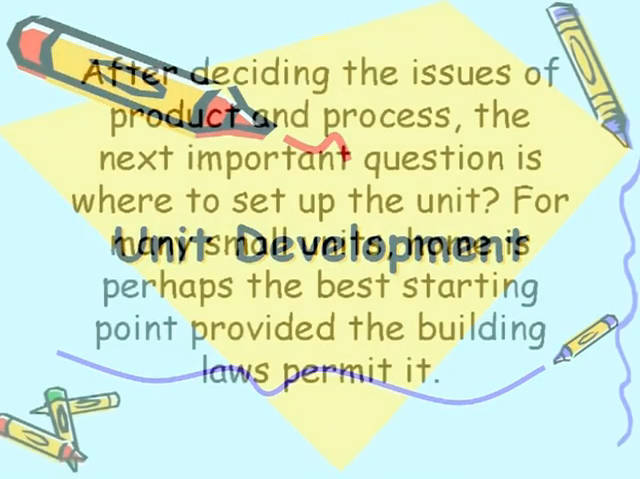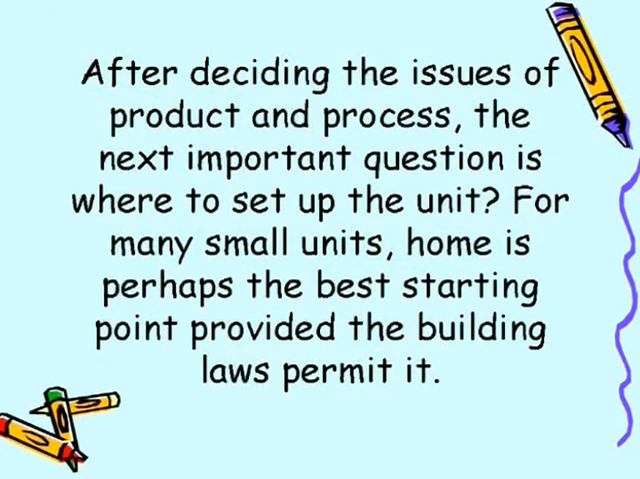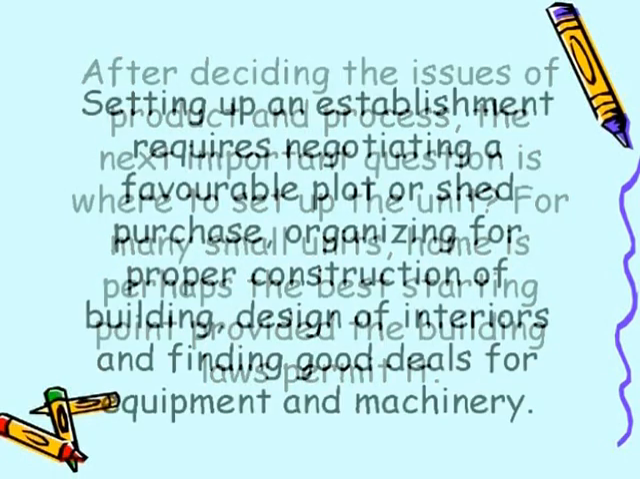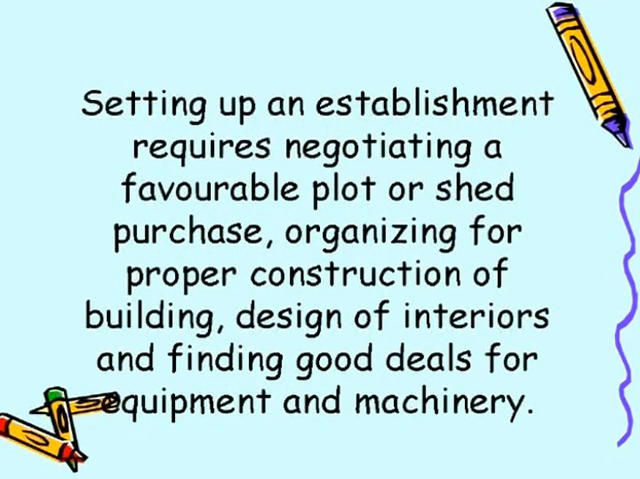Unit development. After deciding the issues of product and process, the next important question is where to set up the unit. For many small units, home is perhaps the best starting point provided the building laws permit it. Setting up an establishment requires negotiating a favorable plot or shed, purchase, organizing for proper construction of building, design of interiors, and finding good deals for equipment and machinery.